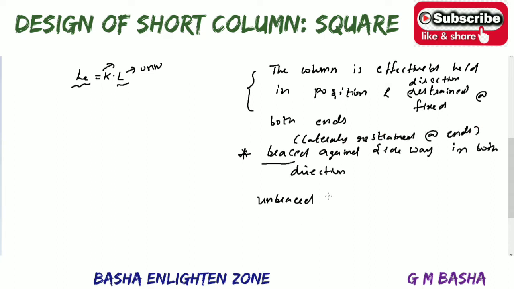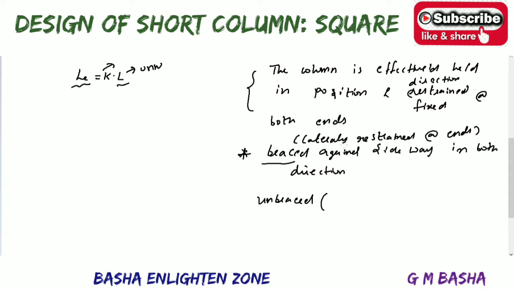Unbraced means laterally unrestrained at the ends. The opposite, braced, means laterally restrained at the ends. In another text the terminology may be different, so please see the format in which it is given in the question. But here the first condition is laterally restrained at both ends, or laterally fixed at the ends, or else laterally braced against sideway.